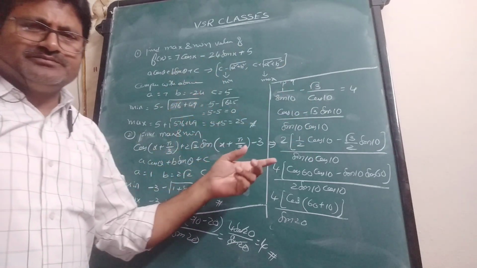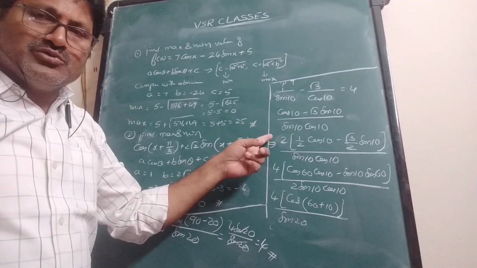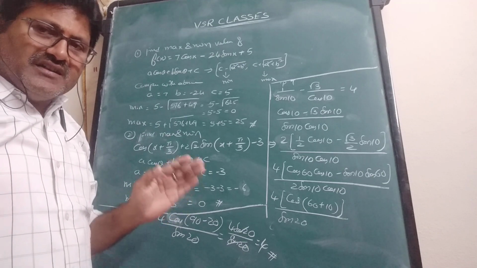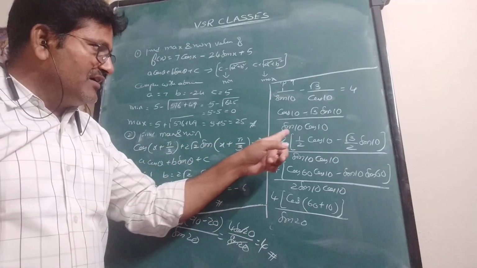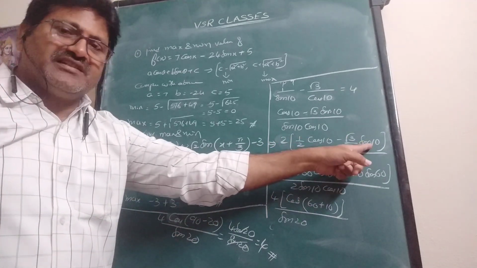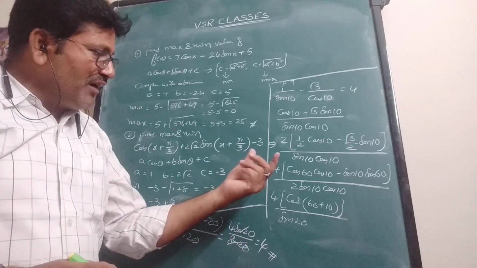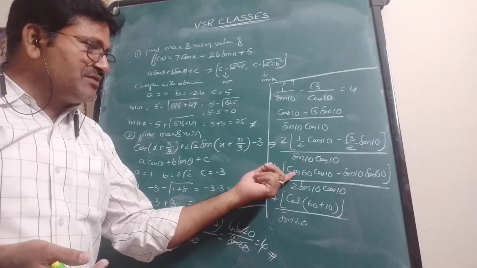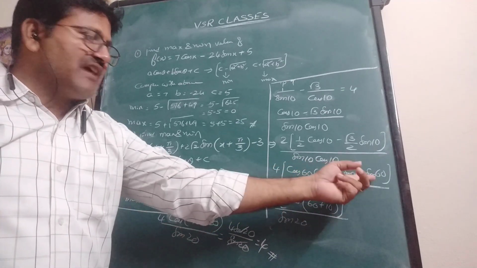Now multiply and divide with 2 in the numerator. Into 1 by 2 cos 10 minus root 3 by 2 sin 10. 1 by 2 you have to write in terms of cos. What is cos? Cos 60 is nothing but 1 by 2. So cos 60 cos 10 minus sin 10 sin 60.